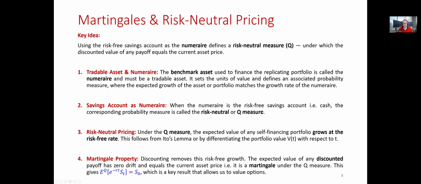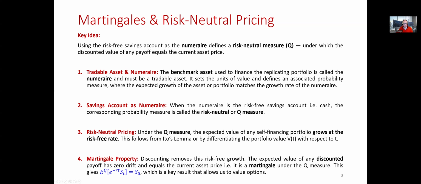Now, on the next slide, the key takeaway is this blue formula at the bottom, which allows us to calculate the probabilities of stock prices going up or down. The key idea here is that using the risk-free savings account as the numeraire, or the funding asset in our portfolio, this defines a risk-neutral measure Q, under which the discounted value of any payoff equals the current asset price. That's the key takeaway from this slide. And that's the key property that we need to work out what the probabilities of the stock price going up or down are. That's what allows us to value our option.